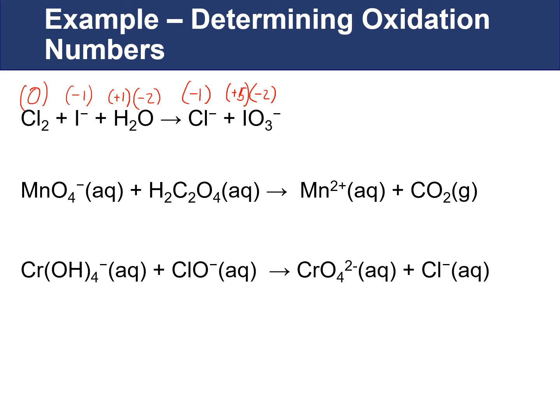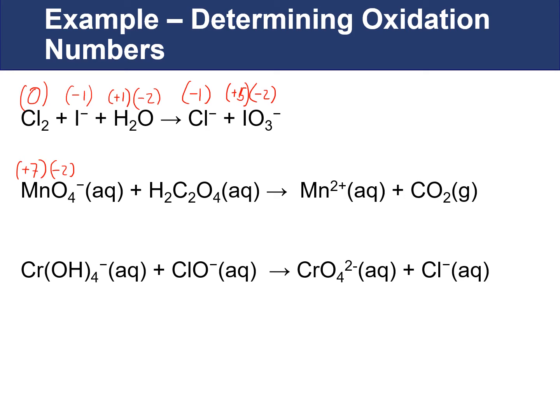For the second reaction, our oxygen is going to be -2. Our manganese has to balance out, so -2 times 4 is -8. When you add that to whatever the oxidation number is on the manganese, it has to come out to be -1, and so some number -8 equals -1. That number would have to be +7.